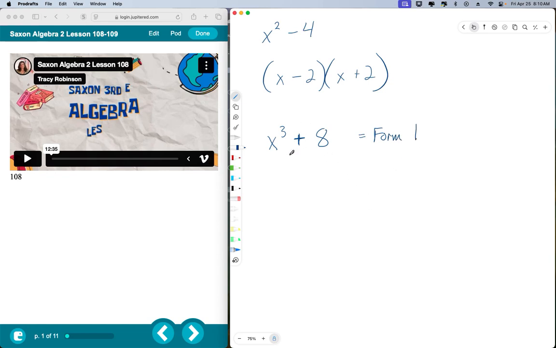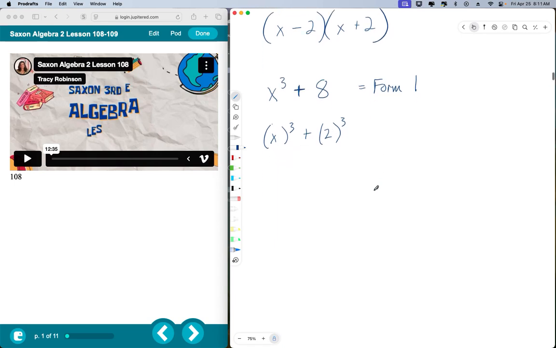So with form 1, we would factor it like this. We would, first of all, uncube everything and get the cube root of it, right? So the cube root of x cubed is x, and the cube root of 8 would be 2, right? So that's the uncubed form of these. It's the same value, but it's just uncubed. So we have to do that first. That's our cube root for form 1.